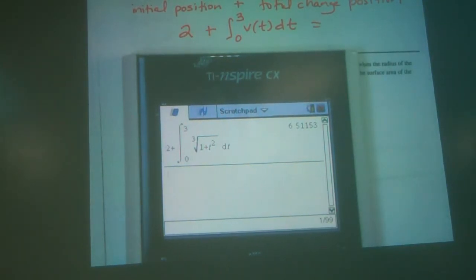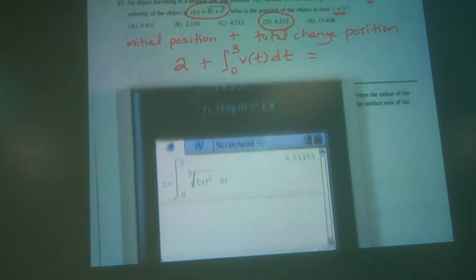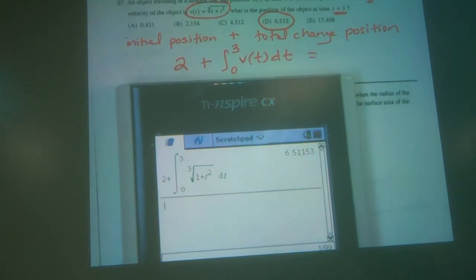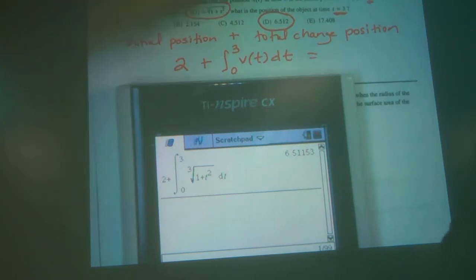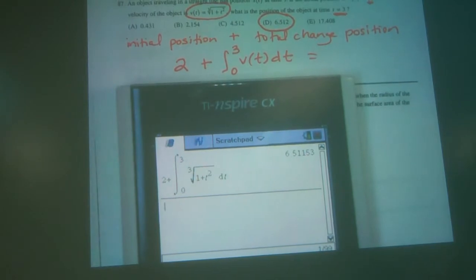If you put 4.512, then you just forgot to add the 2. And so that's probably the most common wrong answer to give, would be C. And that just means that you knew to integrate velocity to get change in position, but you neglected that it didn't start off at 0. It started off at 2.